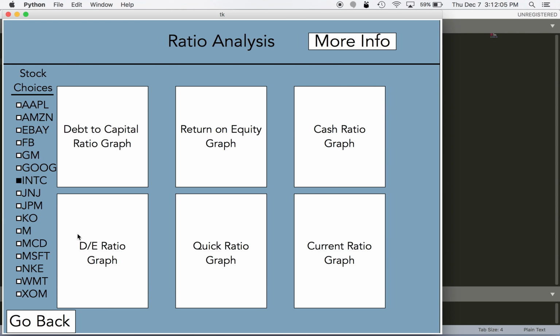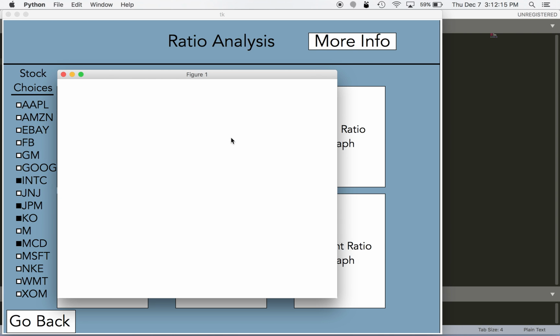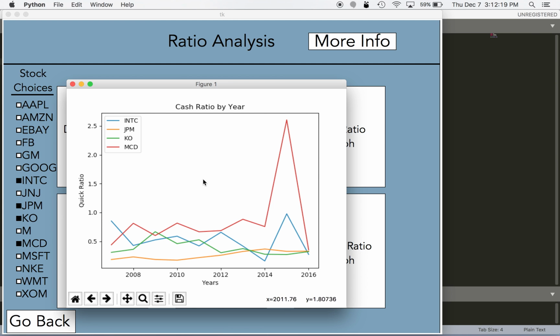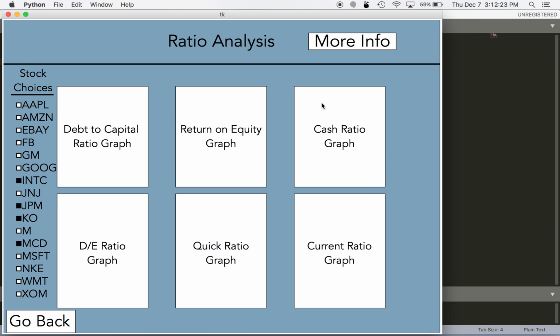And you can also compare between different stocks, right? So if you have Intel and you want to compare it with JP Morgan, Coca-Cola, and McDonald's, you can do that. And you can see how the different ratios have changed for these companies throughout the years and how that changes what the valuations of these companies end up being.